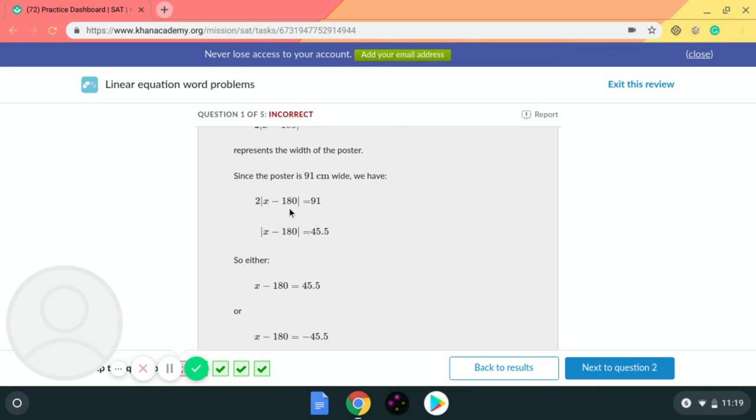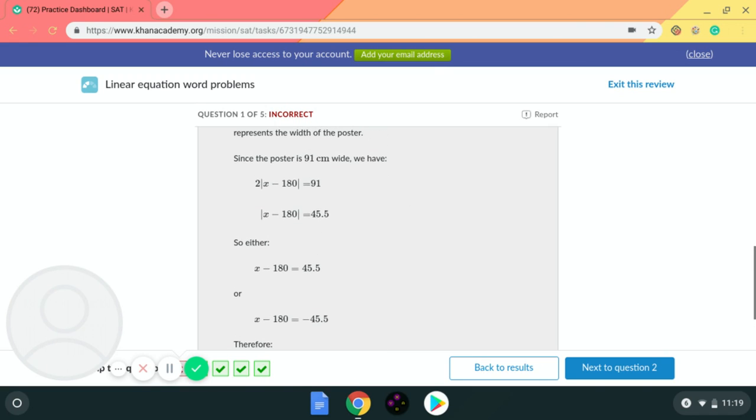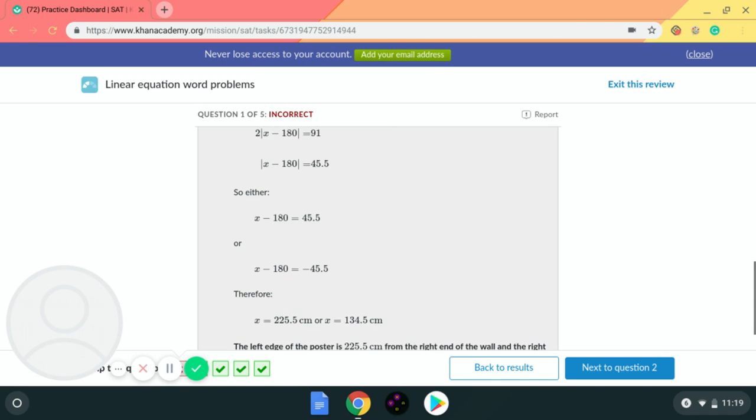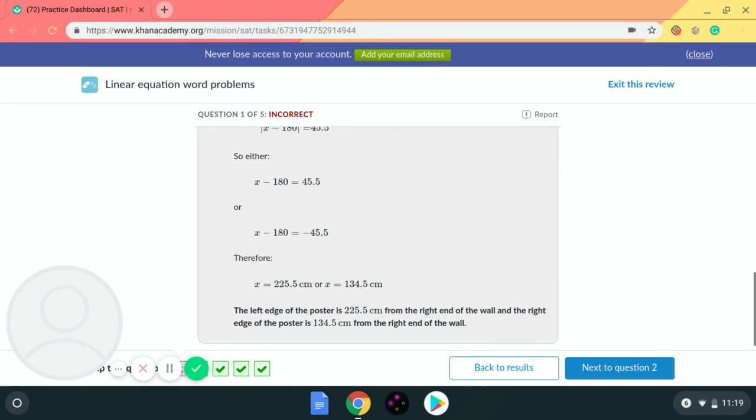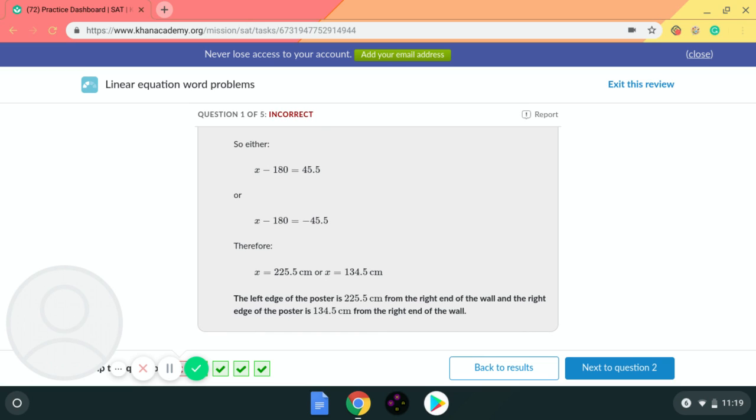So now we divide the problem by 2 on both sides, and that means that now we have our 2 separate equations once we get rid of the absolute bars. And solving both of those equations, you get 225 centimeters and 134.5 centimeters respectively.